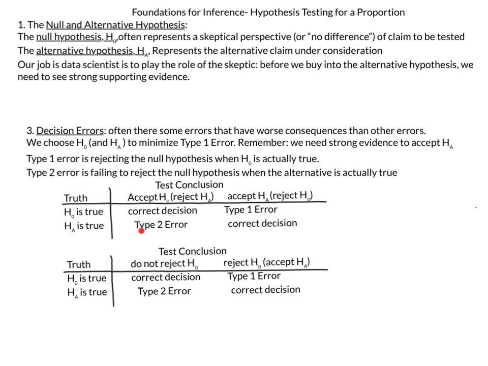Now we want to determine if we've made a mistake or not. If we read on the first row, this is when H0 is true. So if we accept H0, we've made a correct decision. If we accept HA instead and reject H0, we've made an error. Don't worry about type 1 for now. If, on the other hand, HA is true and we accepted H0 and rejected HA, we've made an error. And if HA is true and we accepted HA, we've made a correct decision.